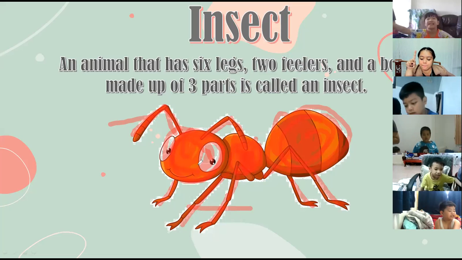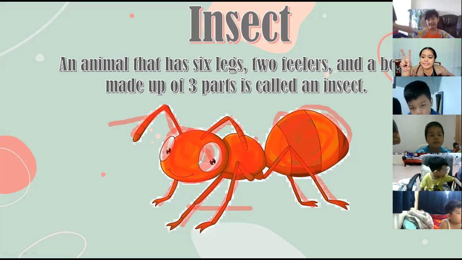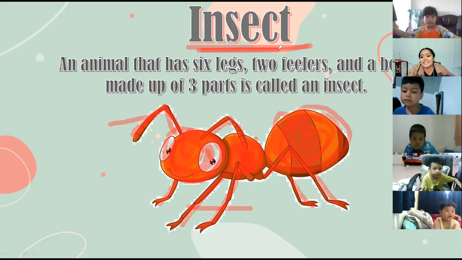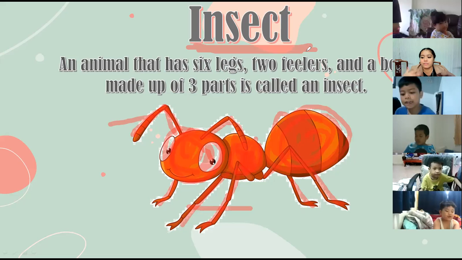Okay, now let's repeat the body parts. Head. Come on, say it after me. Head. Thorax. Abdomen. Feelers. Legs. Very good. What's this again? This is an insect. Okay, now follow after teacher, okay?